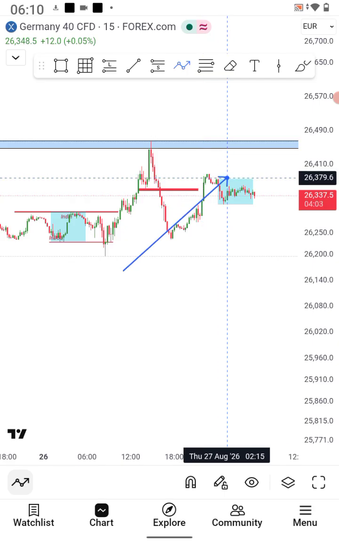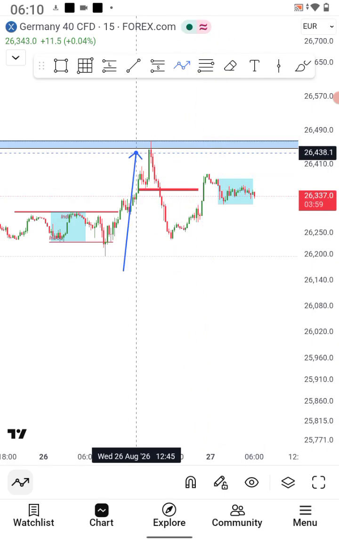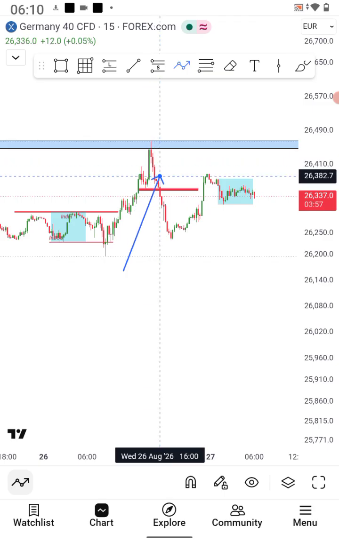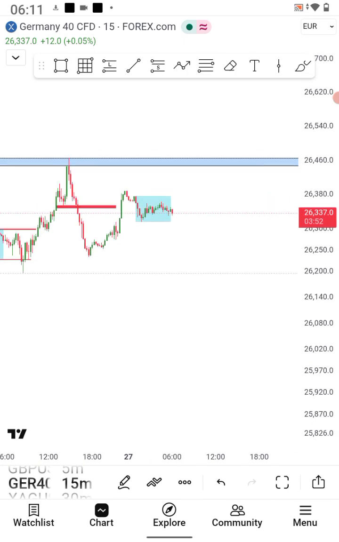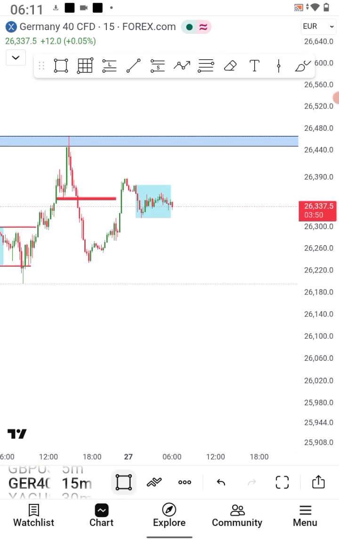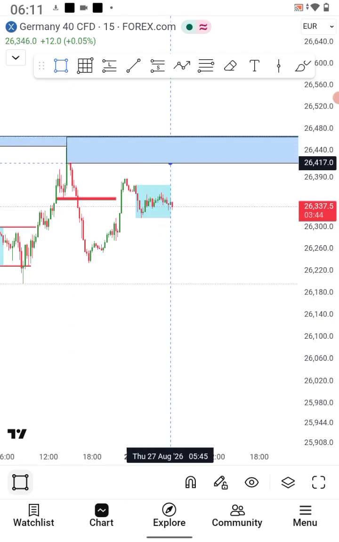Are you seeing it now? So let me go ahead and mark this other block here. Don't forget we are on 15 minutes time frame. So let me mark that other block here. I'm marking the other block that caused that break of structure. This is the other block.